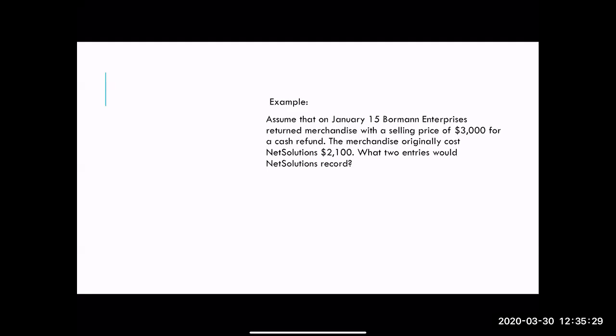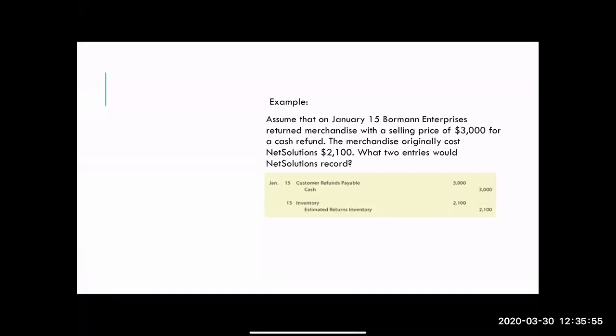So here's our example. Assume that on January 15, Borman Enterprise returned merchandise with a selling price of $3,000 for a cash refund. We've done that already in a prior slide, but we'll make sure we cover it again. And then they said the merchandise originally cost Net Solutions $2,100. What two entries do we need to record?